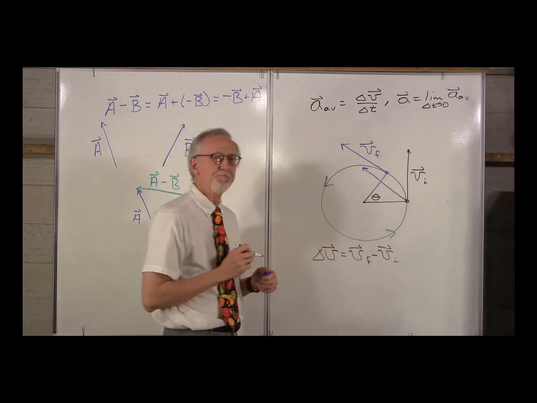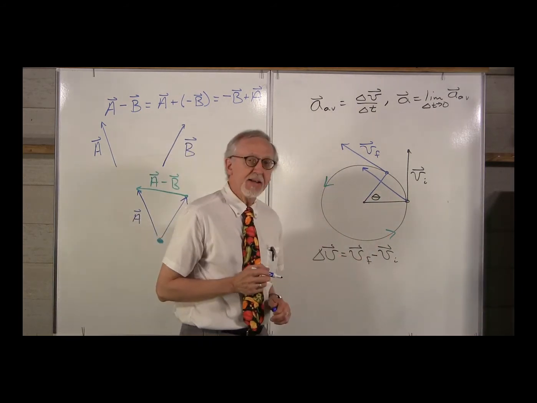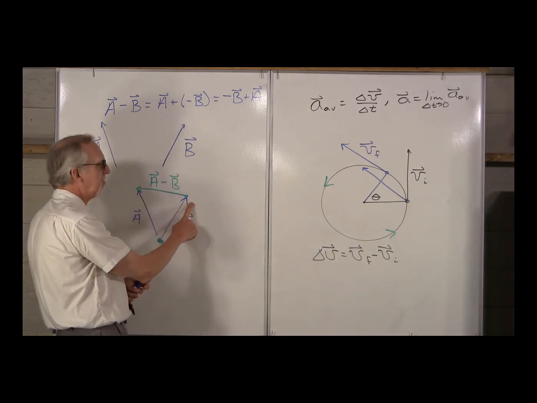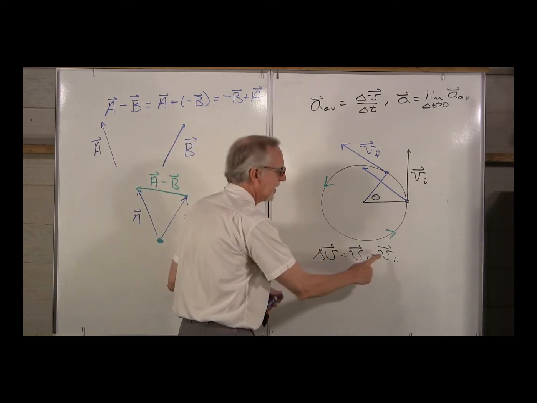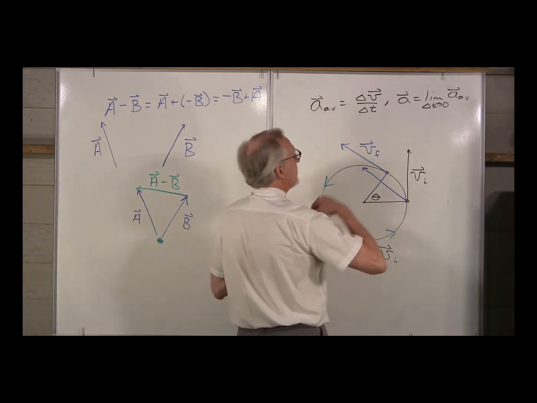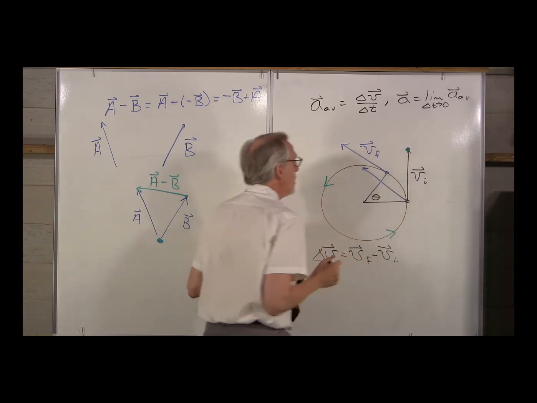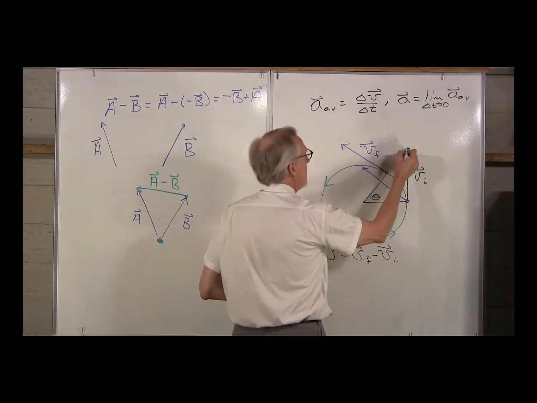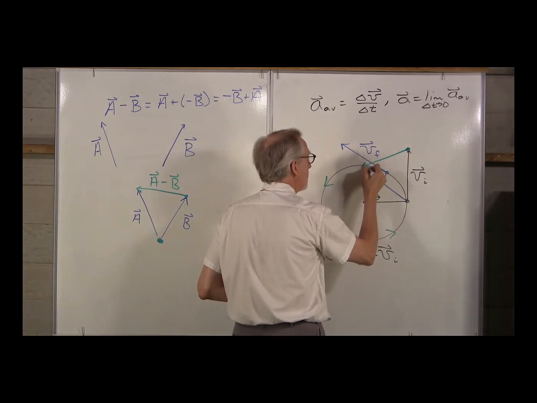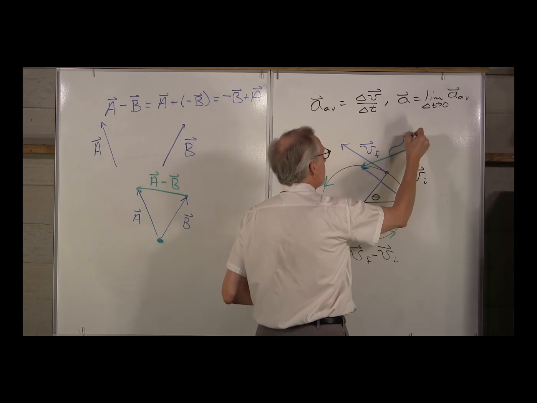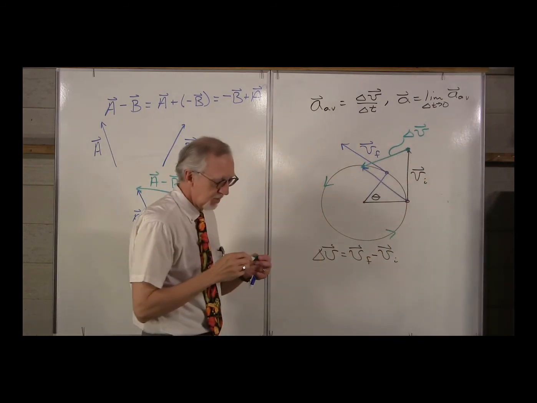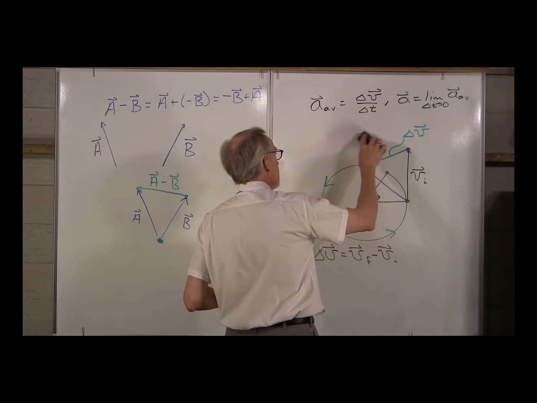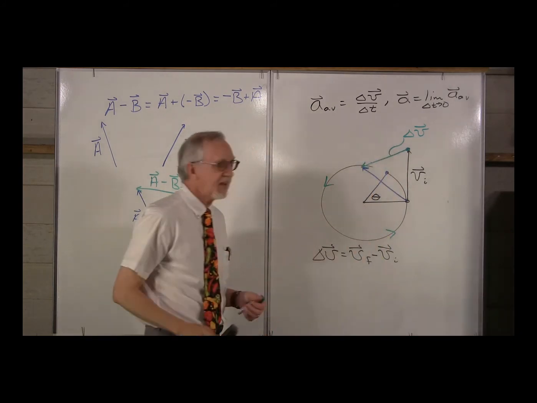So there's V final. V final minus V initial then is a vector which goes from the tip of the negative vector. The negative vector is V initial. So from the tip of the negative vector to the tip of the positive vector, which is V final. So it points over this way. So there is the vector delta V. Let me get rid of my vector V final over here. So there is delta V.